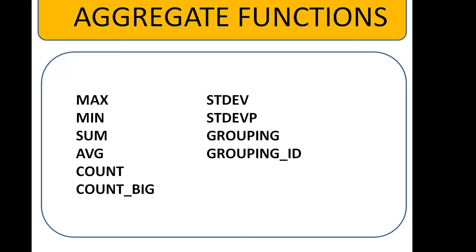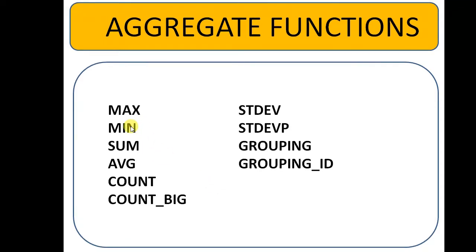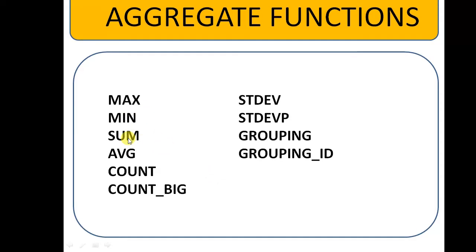Here are some of the aggregate functions in SQL Server. Maximum is used to find the maximum value in the given column, and minimum finds the minimum value. Sum adds all the values in the given column, and average finds the average. Count returns the number of values in that column. COUNT_BIG also returns the number of values in the given column, but its return type is big integer, while count returns an integer.